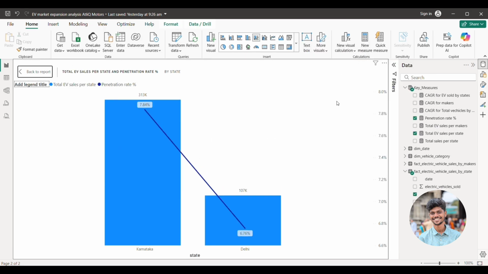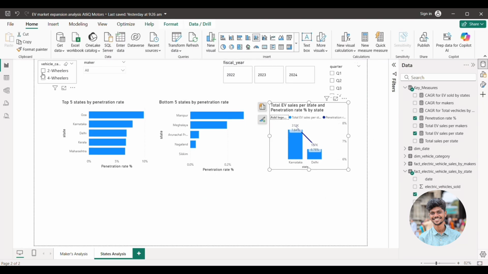Here we have a chart that shows EV sales per state as bars and the penetration rate as a line. Karnataka has the highest EV sales, around 313k, with a penetration rate of 7.84%. Delhi's total sales are much lower, about 170k, but its penetration rate is still quite high at 6.76%. This tells us that even though Delhi sells fewer EVs overall, a good portion of its total vehicle market is made up of EVs. This type of chart is useful when you want to show sales numbers alongside market share or adoption rate. It helps us see that big numbers don't always tell the full story. Penetration rate adds important context.